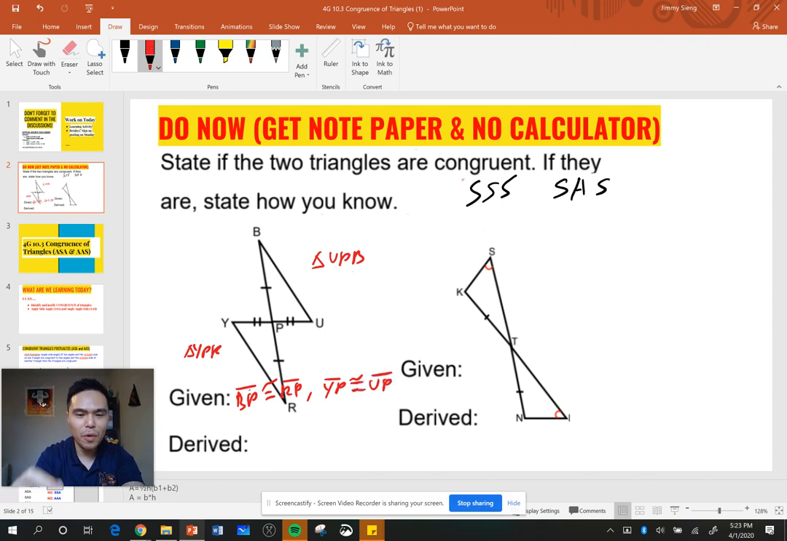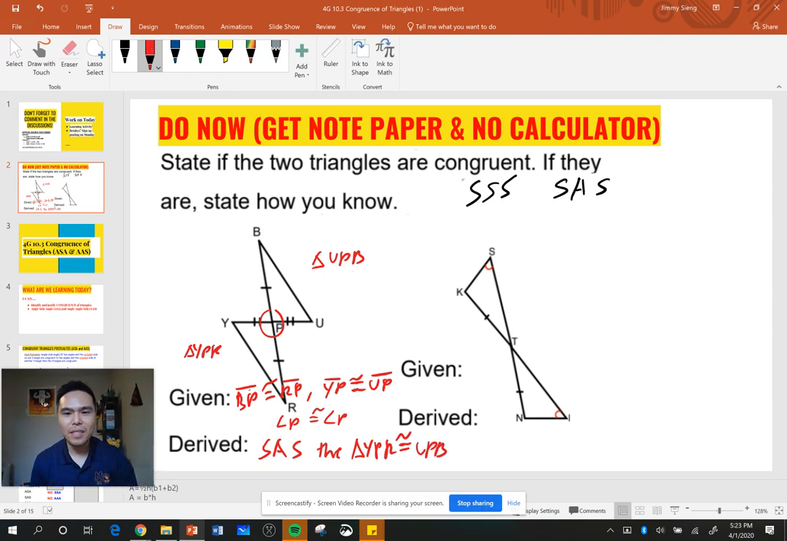So there should be one more thing that you need to notice from our lessons before. Notice how at angle P we have vertical angles. So I can say angle P is congruent to angle P. Therefore, that's going to be a side, angle, side, okay? That's what we'll call it. So then triangle YPR is congruent to triangle UPB. There's that one.